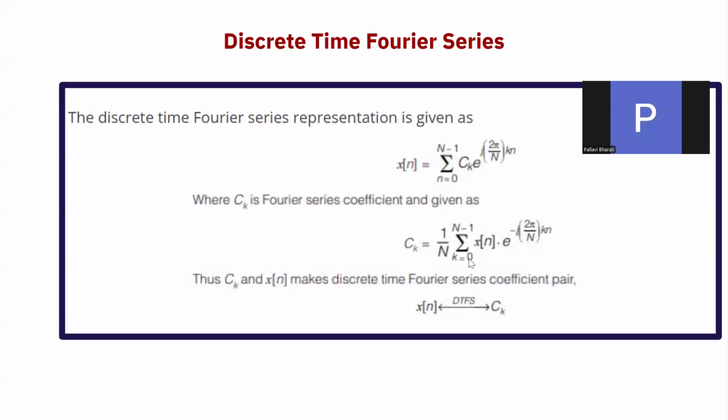So the formula that is given on the screen is this way: for ck, it is 1 by N, k is changing from 0 to N minus 1, and we have x of n times e to the power minus j 2 pi by N into kn. And for this one, there is no 1 by N over here, and this minus is changing to plus. Also for this case, n is changing from n equals 0 to N minus 1.